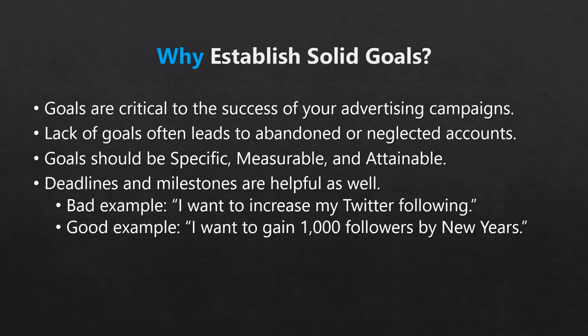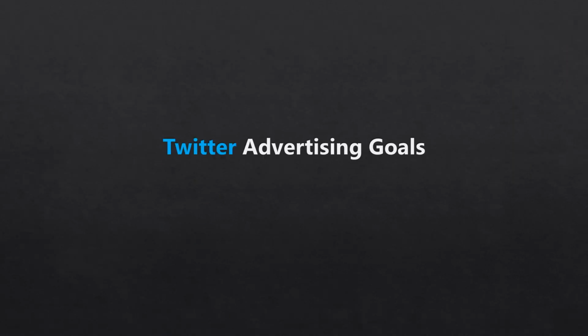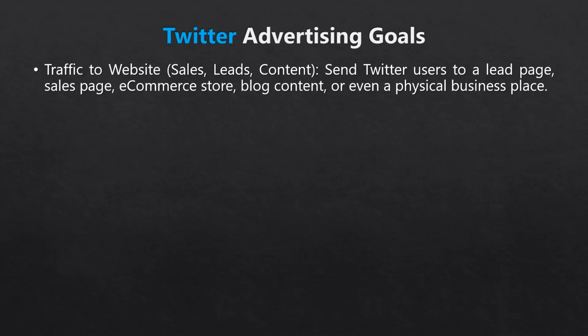Below are some examples of the various goal categories you might be using. First up, there's traffic to website, meaning sales, leads, and content. Probably one of the most popular goals of Twitter advertising is to follow Twitter traffic back to your own web properties. After all, most businesses don't do business on Twitter per se. You're leveraging Twitter ads to obtain traffic and convert that Twitter traffic into brand followers, leads, prospects, and customers.